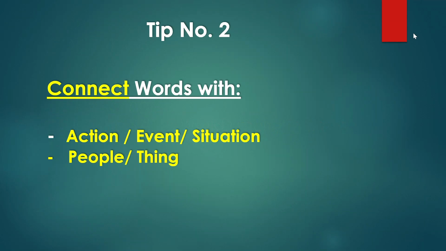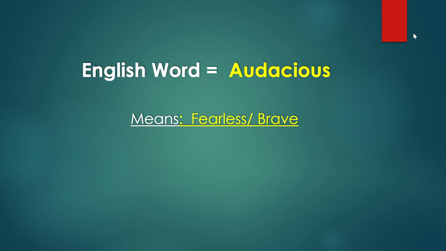So tip number 2 says that connect the words with the actions, with the events, with the situations, people or the things around. Okay. Suppose I have taken a word here, audacious, which means fearless and brave. So I learned this word audacious, which means being brave. And how did I learn it? I just associated this word with one of my friends.